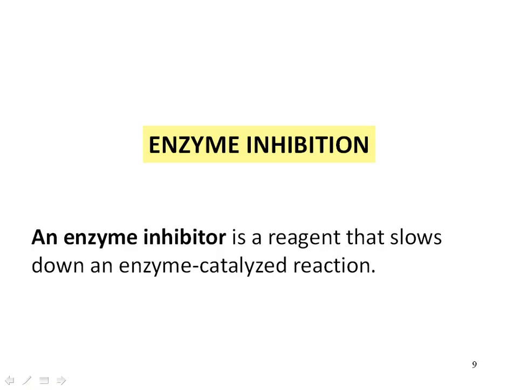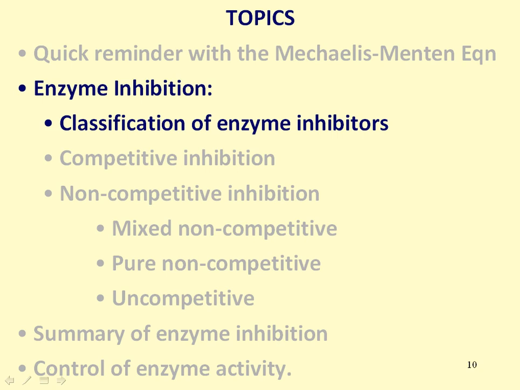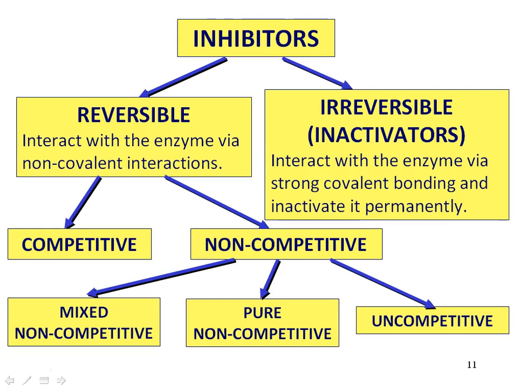So an inhibitor is a reagent that will slow down an enzyme-catalyzed reaction. There are several types of these inhibitors, so we will first classify them. Inhibitors fall into two broad classes. They can be either reversible or irreversible, the latter also called inactivators.